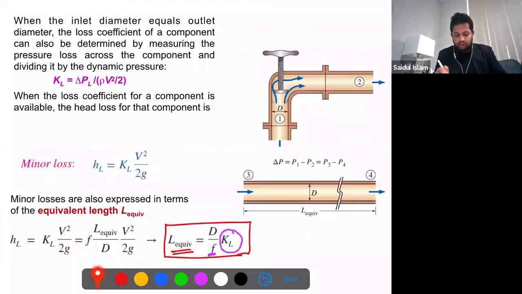I will not spend more time with this slide, but the loss coefficient is proportional to the equivalent length of the system. There are a lot of things I can discuss, but maybe you may lose your interest. So I will not go that deep from different angles, but I will provide you sufficient knowledge about this.